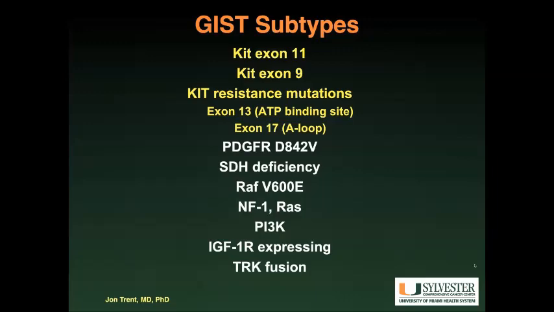Our work at the NCI has led to studying what has been called wild-type GIST, pediatric GIST. Now we know that when no mutations are identified in a tumor, we always look for immunohistochemical expression for a protein called SDH, or succinate dehydrogenase.